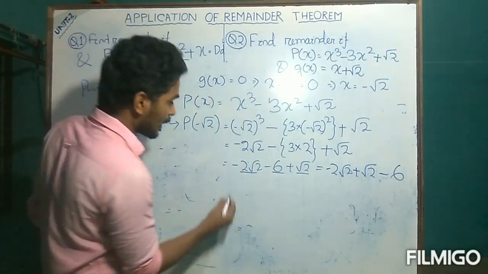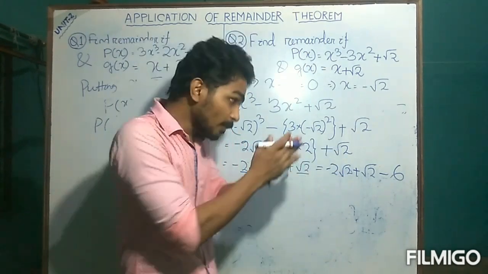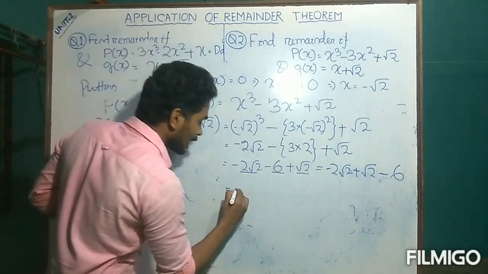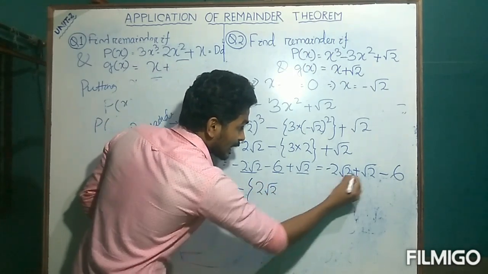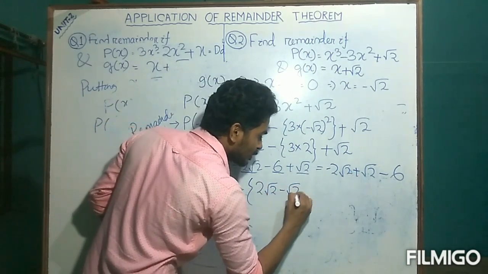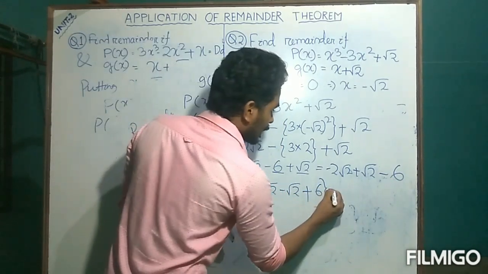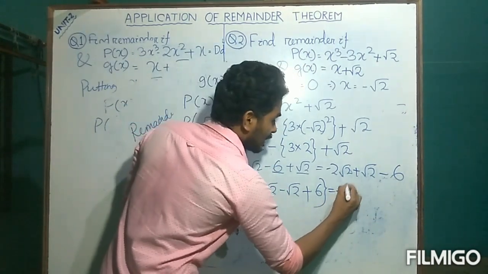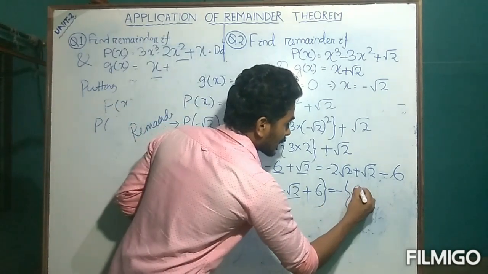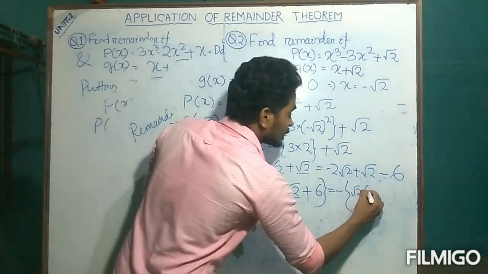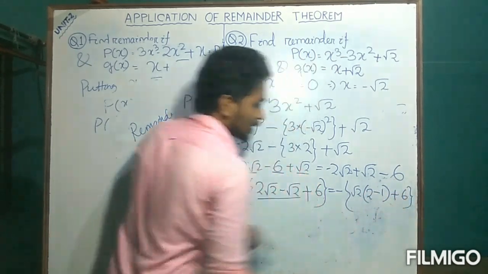Are you clear? Now you see there is a negative sign, so we have to take the negative sign as common from all the terms. Okay, so take the negative sign as common. So what we have: 2 root 2, the sign will be changed, minus root 2, this minus will be plus. Then from these 2 terms root 2 is taken as common, what we have is 2 minus 1, then plus 6.